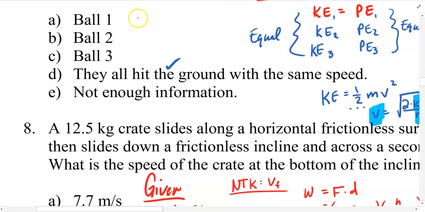If you've got a ball that's coming out horizontally from a position, one that's being fired downward at a particular angle, and one that's being fired upward at an angle, by the time they strike the ground, they're all going to be traveling at the same velocity.